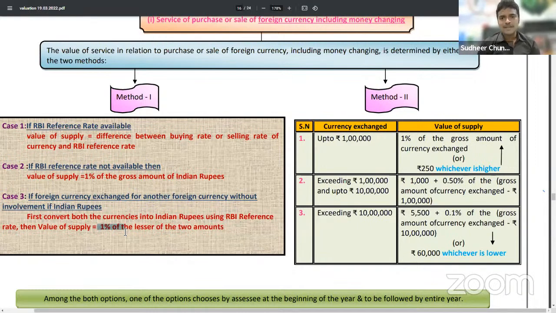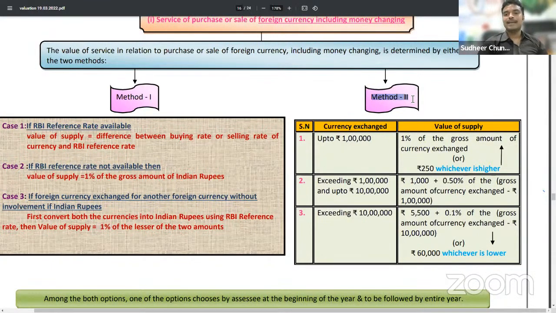Sir, here value of supply means nothing but commission. So commission will be included in the currency itself. That's why to separate the commission, these methods were being specified. If the first method is beneficial to you, follow the first method. Or else another method, method 2, is given.